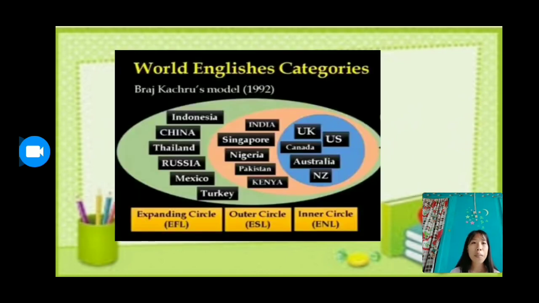So this is Kachru's model. The inner circle is the smallest one, the outer circle is bigger than the inner circle, and the expanding circle is the biggest of the three. These circles represent the type of spread, the patterns of acquisition, and the functional domains in which English is used across cultures and languages.